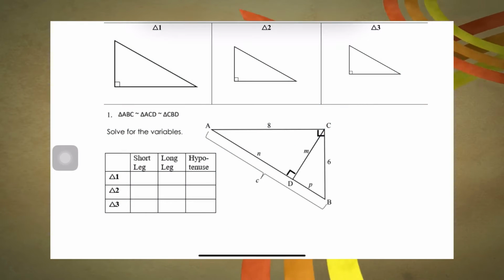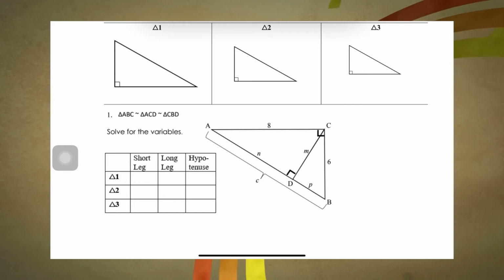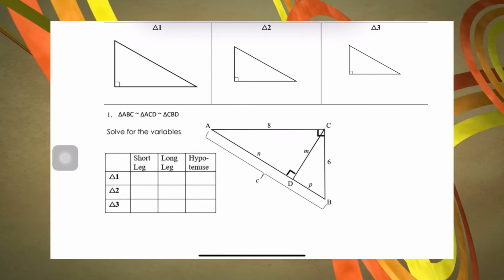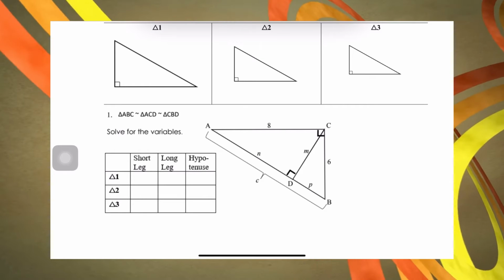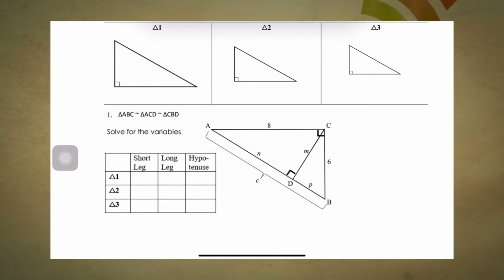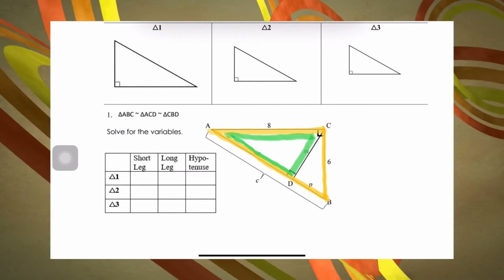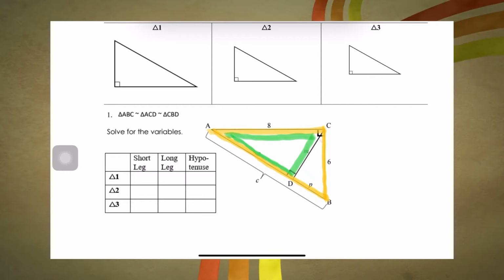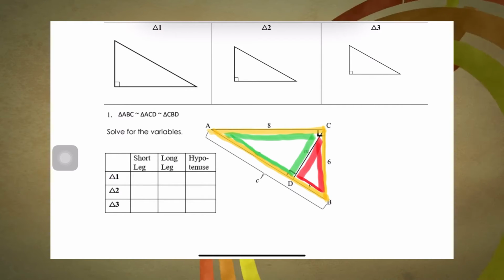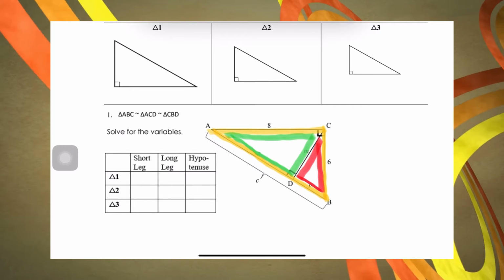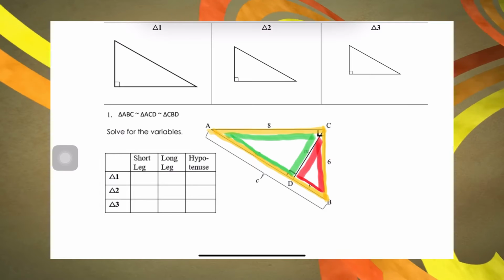Given triangle ABC is similar to triangle ACD and is similar to triangle CBD, solve for the variables. Let's take a look at the figure and highlight the three triangles. Triangle 1 being the large triangle, triangle 2 being the medium triangle, and triangle 3 being the small triangle. Using the three triangles here, triangles 1, 2, 3, let's draw them separately and label the vertices.